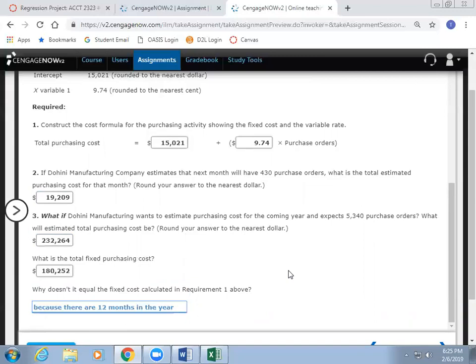So I said, bear with me on this. But I wanted you to see how you create a new cost function based on a regression, and being able to then establish that and calculate costs at different levels. So any questions on that one?